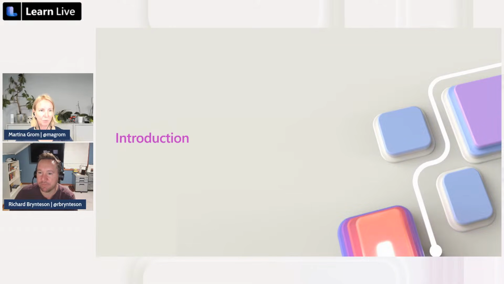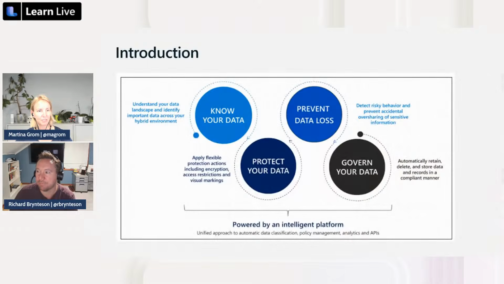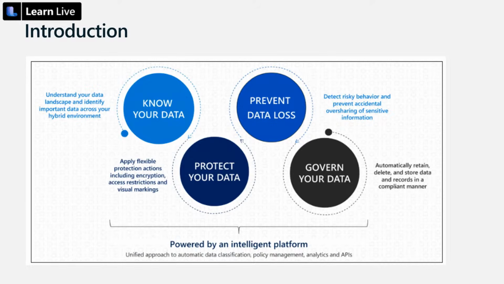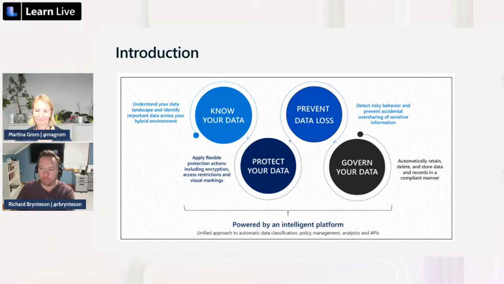So first of all, we start with an introduction. Richard, it's your turn. Yep. We're really going to break this down into 4 parts. As Martina mentioned, when you get into compliance, people's eyes kind of roll over, they don't want to think about it. But this is a conversation I have probably more often than how to deploy Teams or a room. How do I make sure that I know what my data is? How do I ensure that the data is being protected? How do I prevent it from being lost, and how do I govern it?